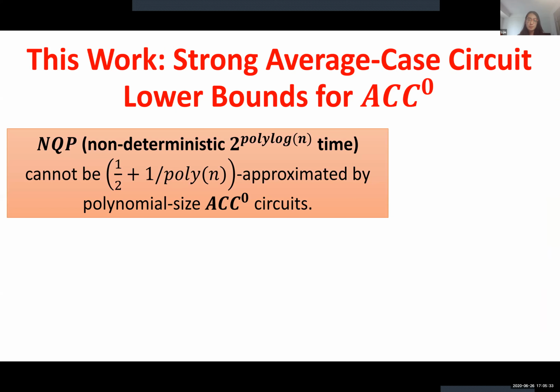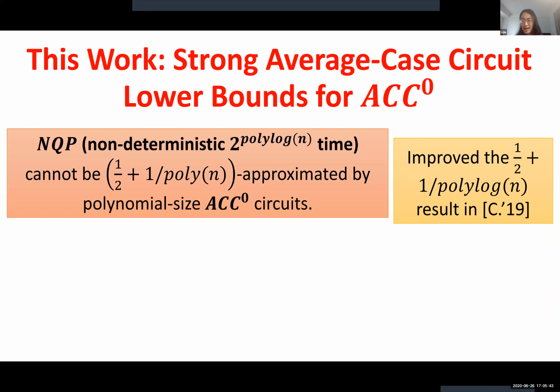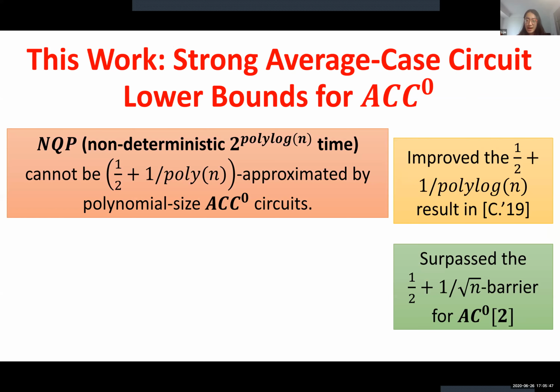So in this work, we prove that nondeterministic quasi-polynomial time cannot be half plus 1 over polynomially approximated by polynomial size ACC0 circuits. This improves the half plus 1 over polylog result in Chen 19, and also surpasses the half plus 1 over root n barrier for AC0 parity from before.